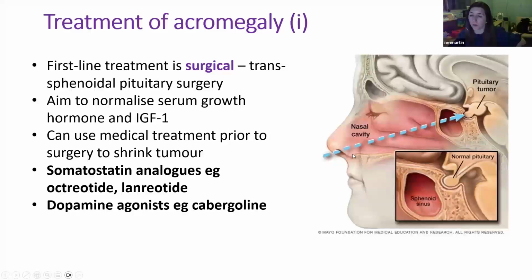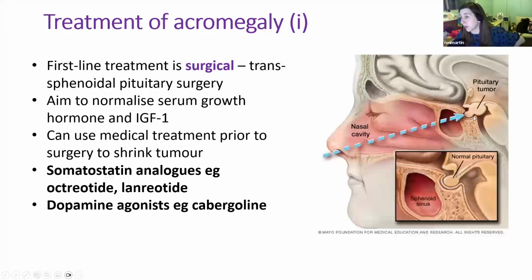So transsphenoidal surgery: trans means across, sphenoidal is the sphenoid sinus. So let me explain why it's called that. The first thing is the surgeon goes up the nose, so this is going up the nose of this patient. The first thing they get to is this bone here. And as you can see, there's a sort of bony cave here, called the sphenoid sinus. So the surgeon drills into that, keeps pushing across because it's just air, and then drills through this bone here. And you can see, lo and behold, the surgeon is then in the pituitary fossa.